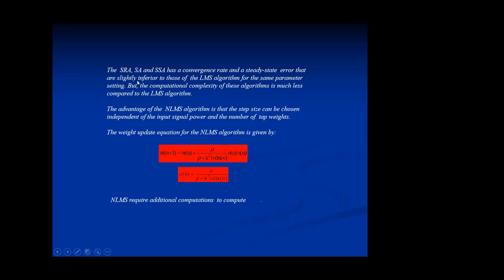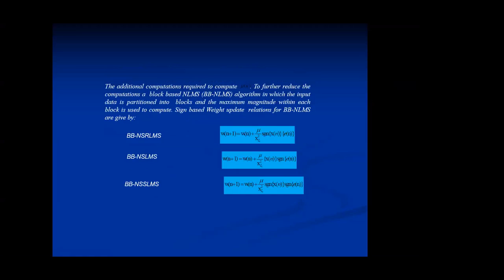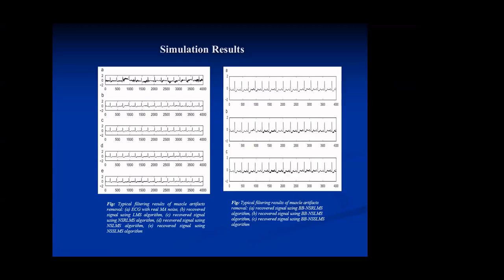Only the weight updating expression is different for the normalized LMS algorithm and all those algorithms. These are the different weight updation expressions. They are slightly different from the conventional LMS algorithm. So these are basically the simulation results. This is the noise corrupted signal, having the original ECG signal plus motion artifact signal.